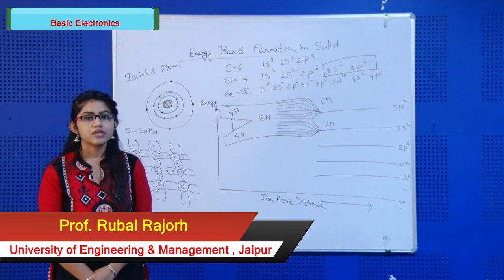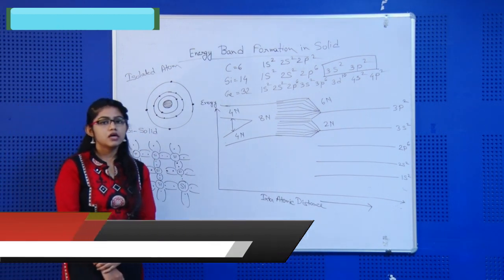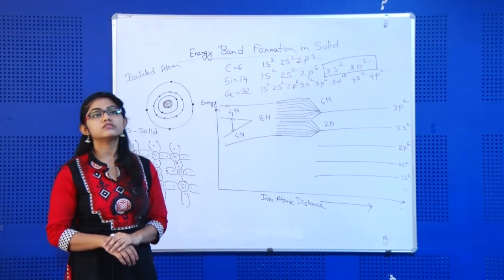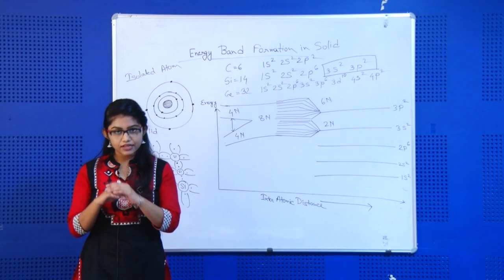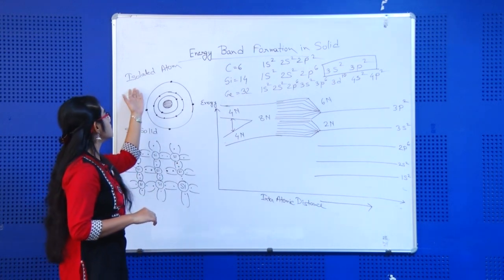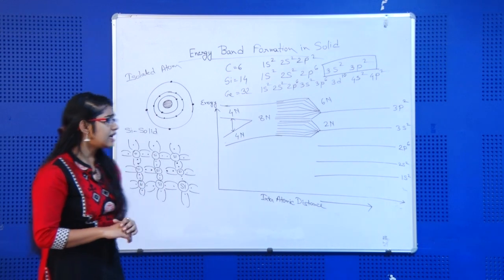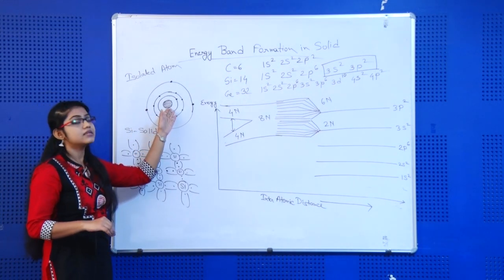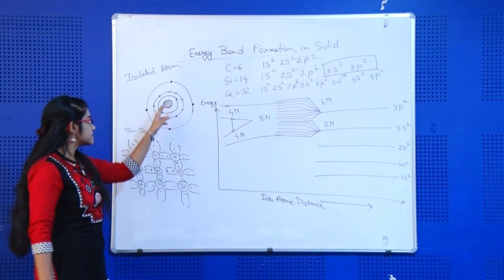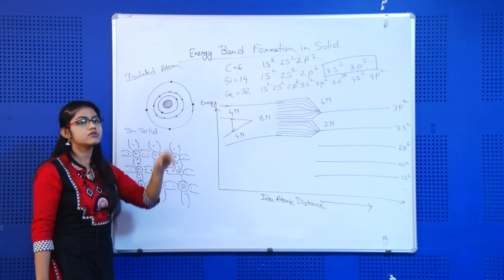Hello everyone. Today we will study how the energy bands are formed in solid. Basically, in case of solid there are a huge number of atoms, but if we consider only one single atom, an isolated atom, then consider this one. This is the nucleus, and centering this nucleus the orbits are there, and in these orbits electrons are there.